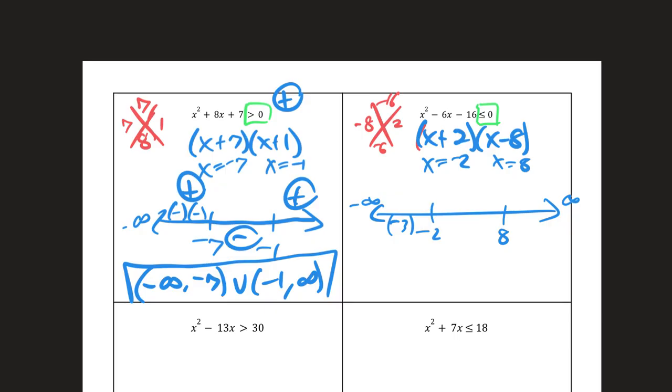And then do my sign analysis. Negative 3 plus 2 is something negative. Negative 3 minus 8 is also negative. And if I have a negative times a negative, I would get something positive. And because we know enough about quadratic functions, we know it's going to alternate, decrease, increase. So positive, negative, positive.